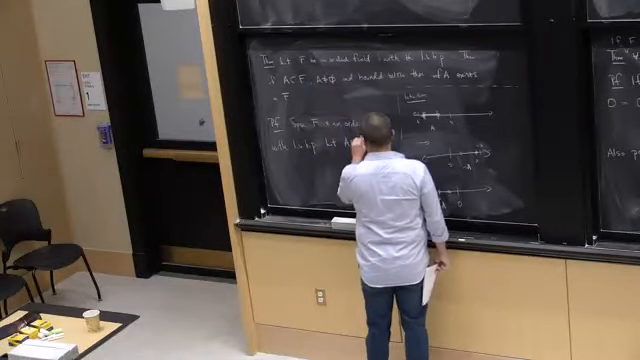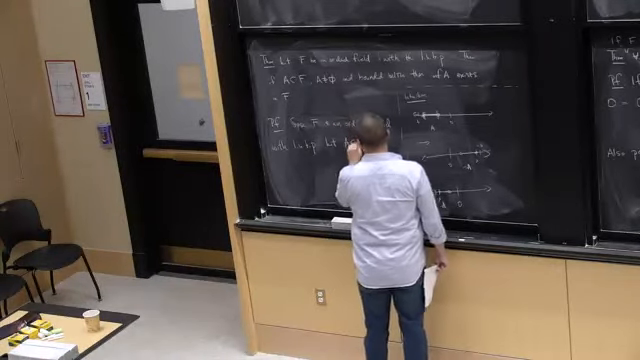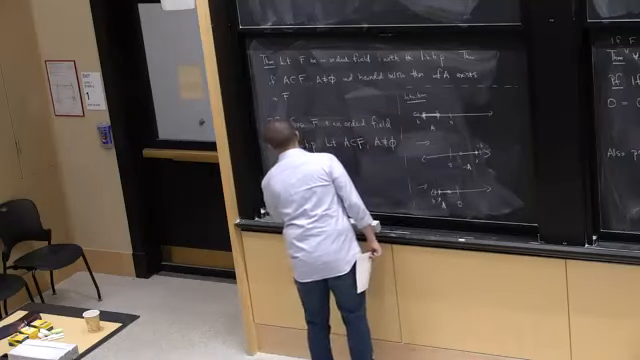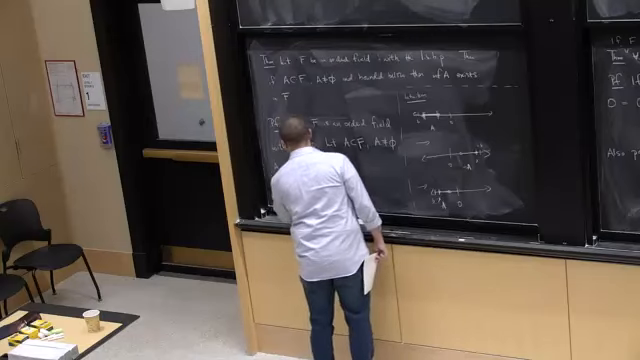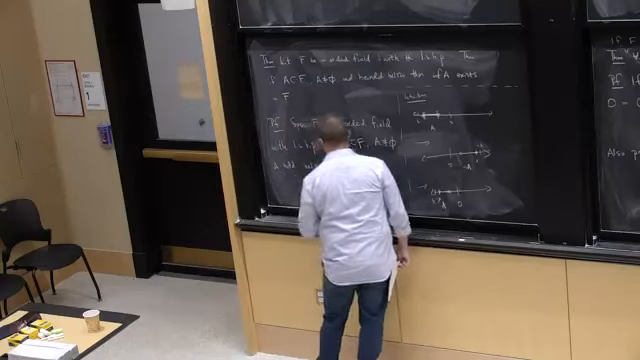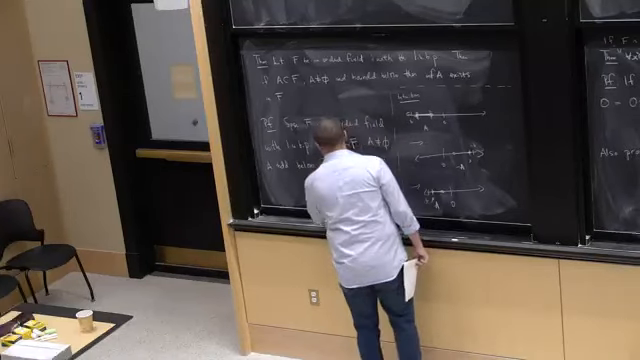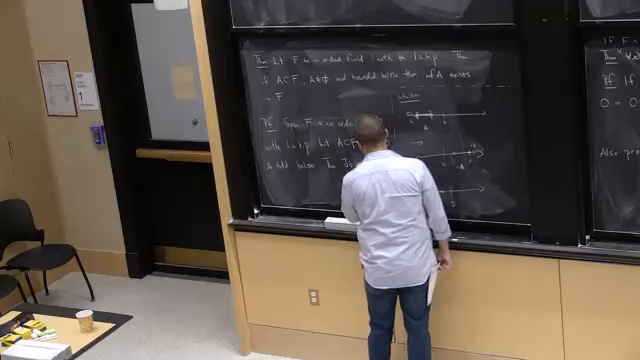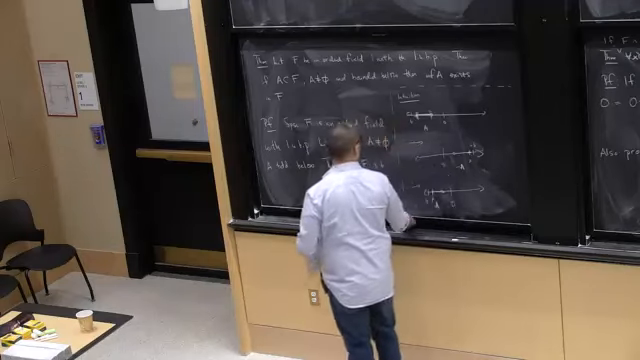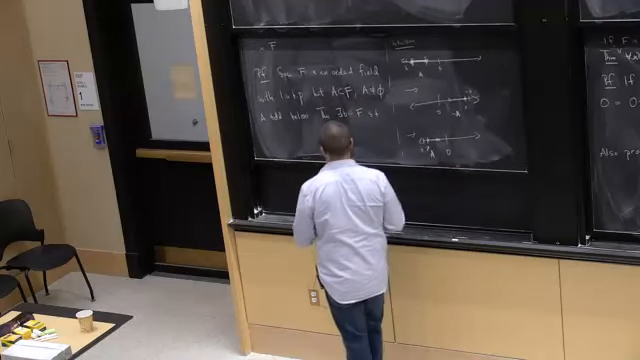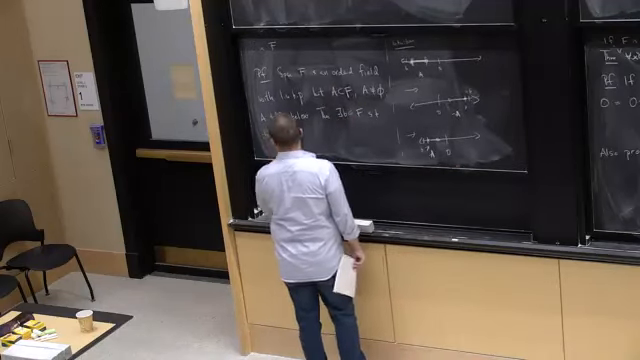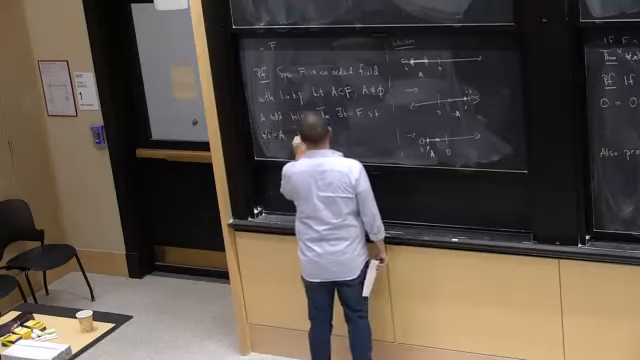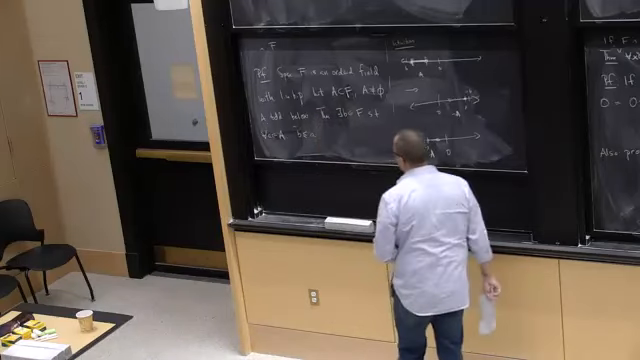Let A be a subset of F, A not equal to the empty set, A bounded below. Then that means there exists an element B in F such that for all a in capital A, B is less than or equal to a. Okay?